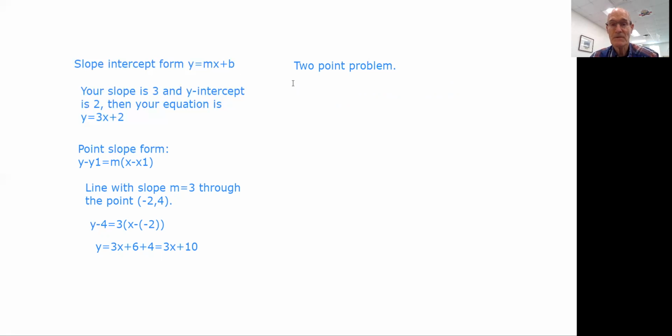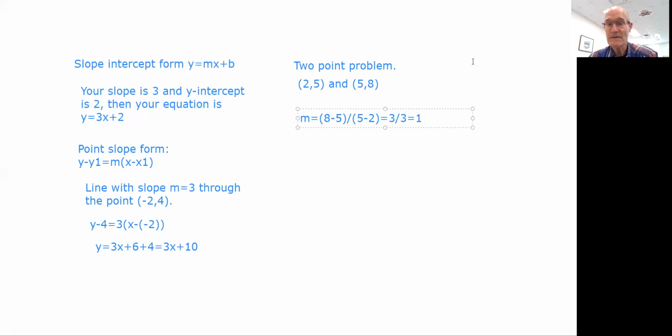So I just erased my problem here. We're going to have the problem, 2 comma 5 and 5 comma 8. To find the slope, remember we have the slope equals y2, which would be 8, minus y1, which is 5, divided by x2, which is 5, minus x1, which is 2. In this case, we get a slope which is 3 divided by 3, which is 1.